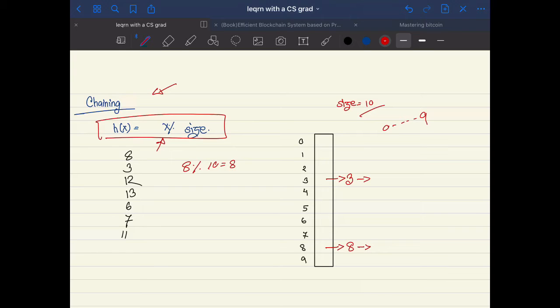For 12, 12 mod 10 gives us 2, so 2. Then 13 mod 10 gives us 3, so we put 13 after 3. This is where the concept of chaining comes from. We put 13 after 3, thus a chain. So we are chaining each value to another value. If we had 23 here, 23 mod 10 would give us 3, so we put 23 here.